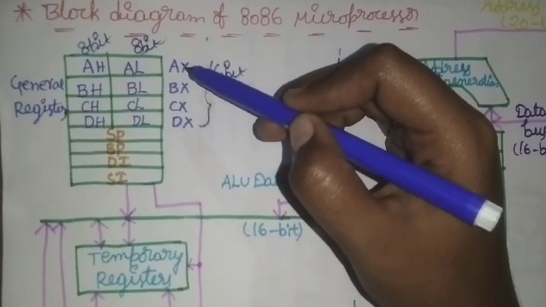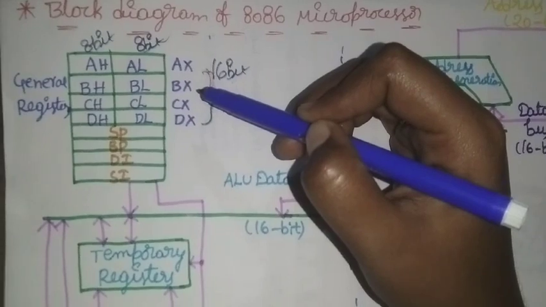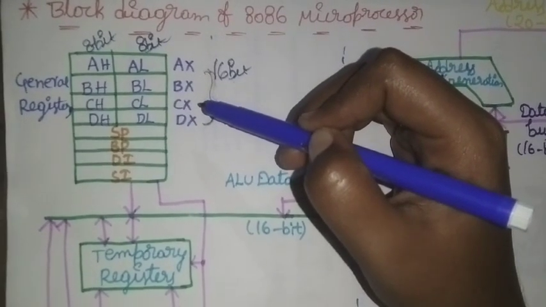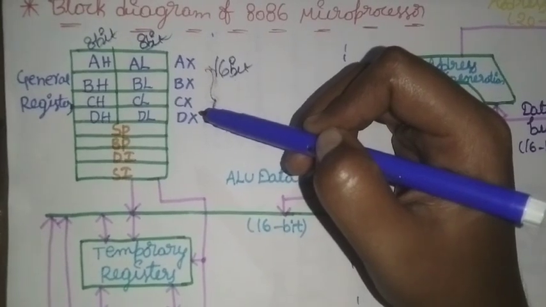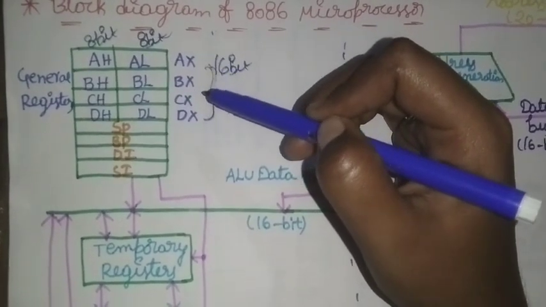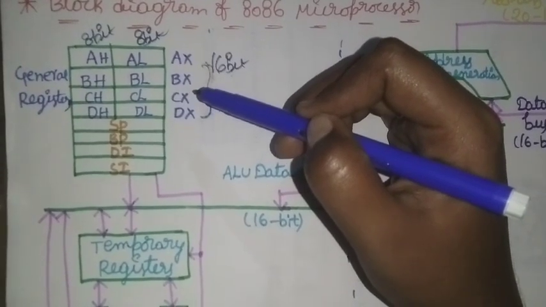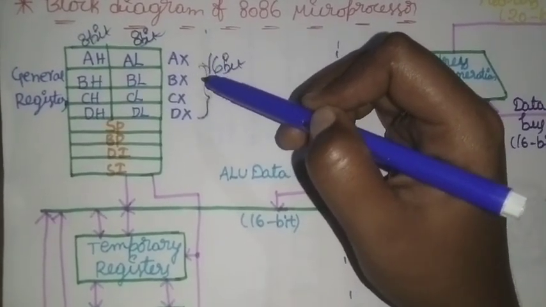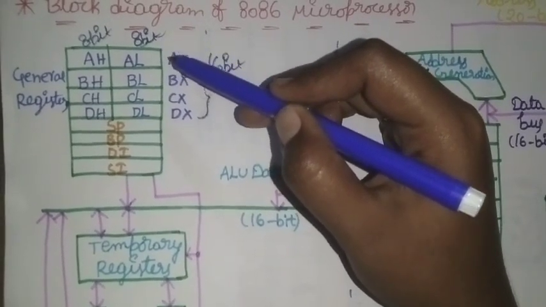Here, AX is the accumulator register, BX is the base register, CX is the count register, and DX is the data register. These 4 16-bit registers are each divided into 2 8-bit registers.